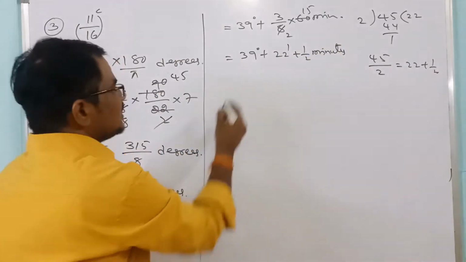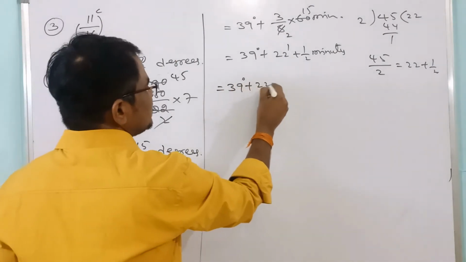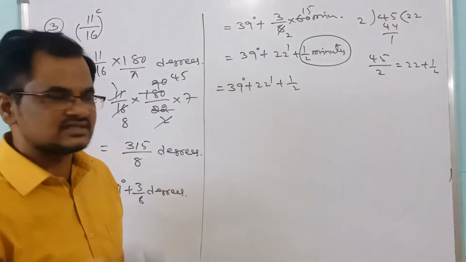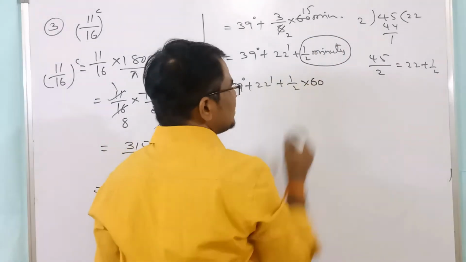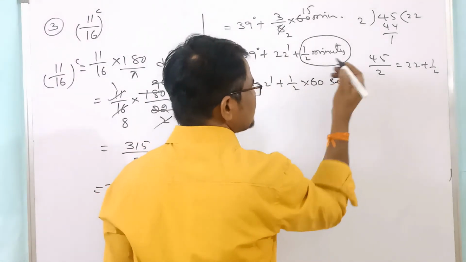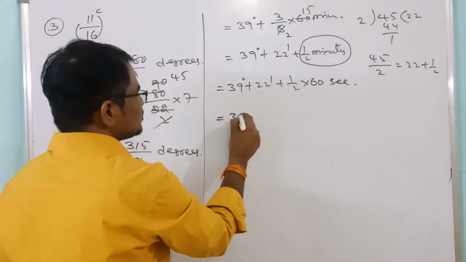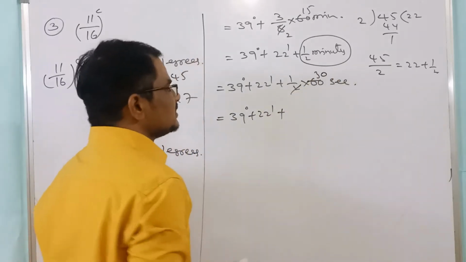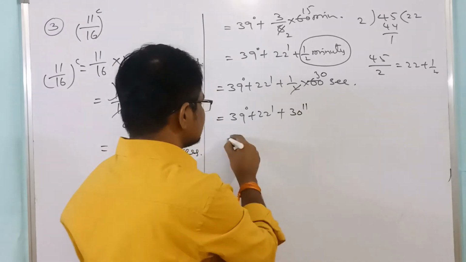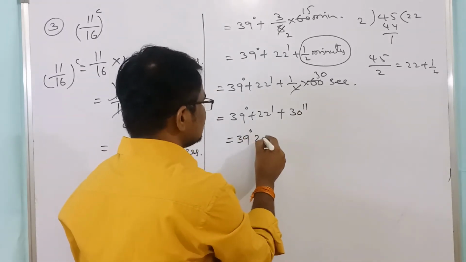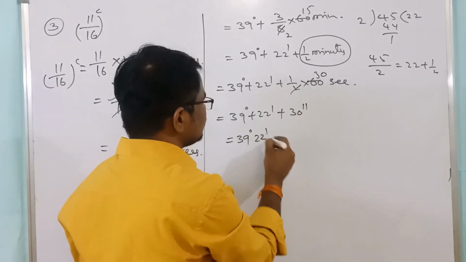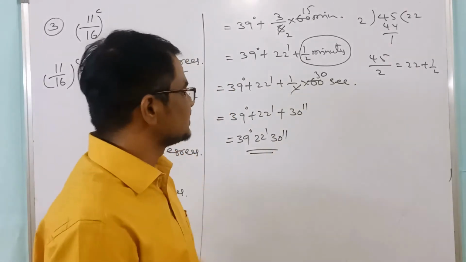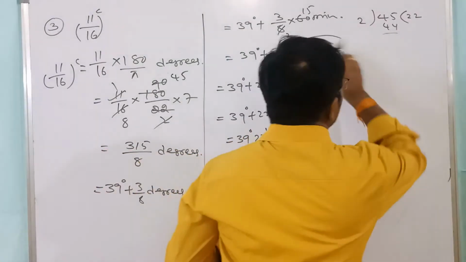Right? Now again 39 degrees plus 22 minutes plus 1 by 2 minutes, again this extra minutes convert into seconds. Means you have to multiply by 60, this becomes seconds. That is equal to 39 degrees plus 22 minutes plus this is 30 times, so 30 seconds. So 39 degrees and 22 minutes, 30 seconds. Exactly getting here. No need to write approximately, right? So like this we have to simplify.